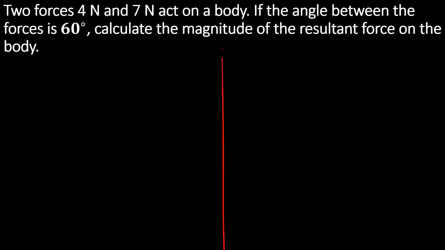Two forces, 4 Newton and 7 Newton, act on a body. If the angle between the forces is 60 degrees, calculate the magnitude of the resultant force on the body. Okay, let's solve it. So, solution.